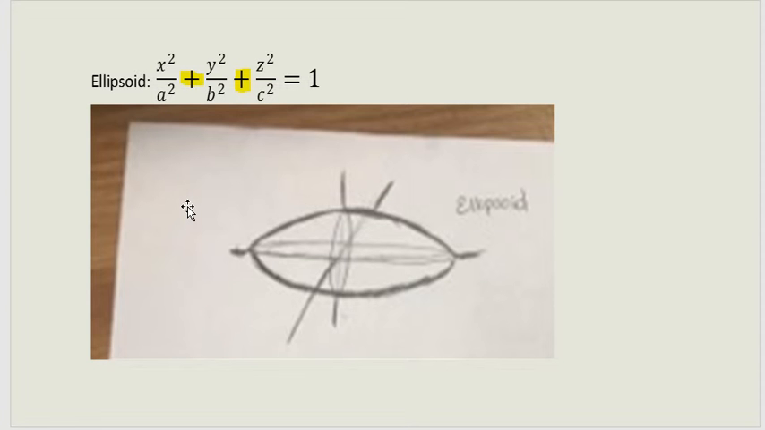So first we have our ellipsoid, and I highlighted the things that make this an ellipsoid. So we also have our squares, but we have plus, plus, and then equals. It doesn't necessarily have to be a 1. It could be any number. Just know that this number here is going to be your r squared.